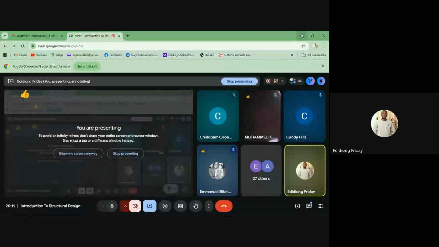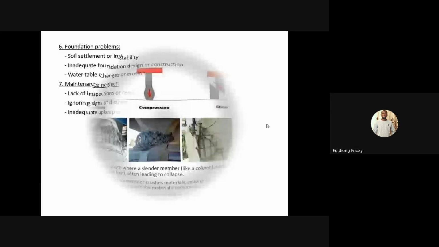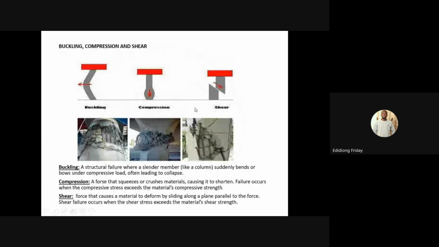So next, we are going to be looking at buckling, compression, and shear. Amongst others, these are the three major failures that happen in structural elements. You have buckling. Buckling is a structural failure where a slender member, like a column, suddenly bends or bows under compressive load, often leading to collapse. You can see the diagrammatic representation here of buckling.